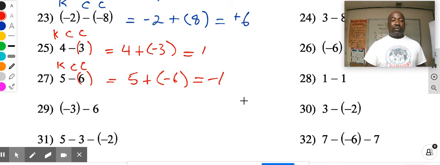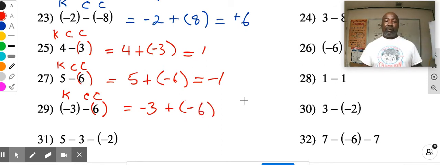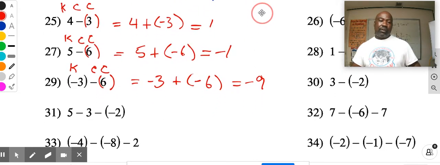Excellent. Now let's take a look at this right now. Now right here, we're going to say keep, right? And then we're going to say change. But as I said, you put this in the parentheses to let you know that this is a positive, and it changes. So what you have is a negative 3. Change the sign from subtraction to addition. And then what you're going to do is change this positive to a negative 6. And now negative 3 plus negative 6 is just negative 9. Keep, change, change. Now 31 is going to require two different operations.